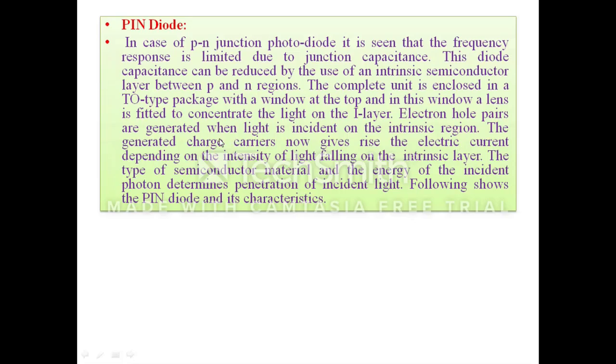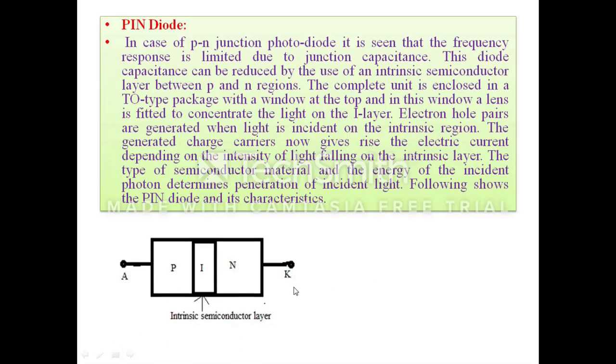Electron and hole pairs are generated when light is incident on the intrinsic region. The generated charge carriers now give rise to an electronic current depending upon the intensity of light falling on the intrinsic layer. The type of semiconductor material and the energy of incident photons determine the penetration of incident light.